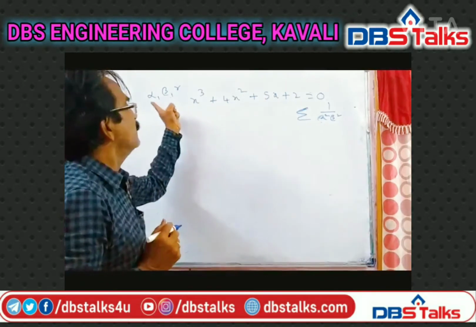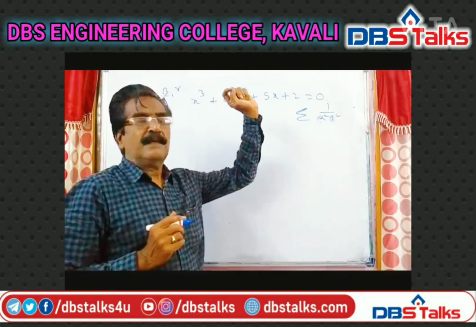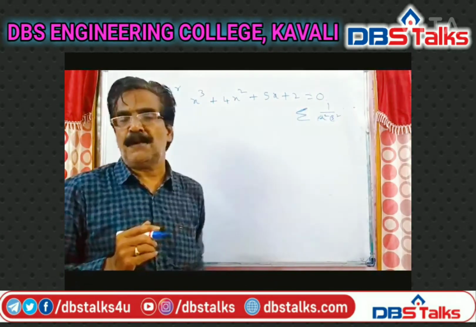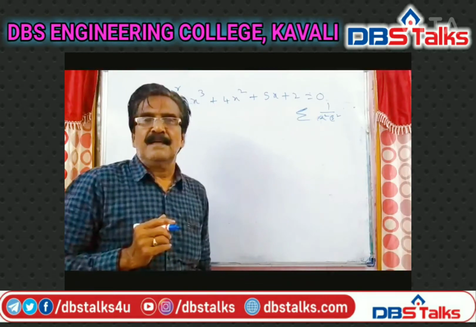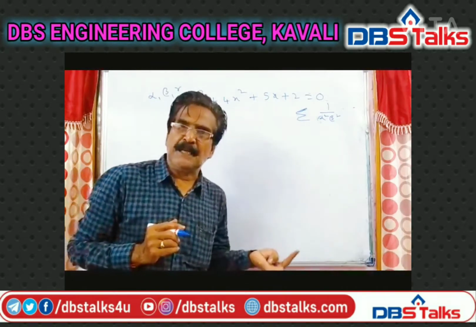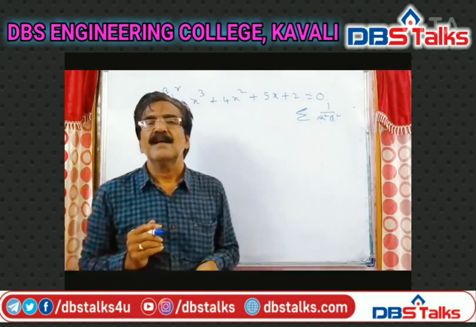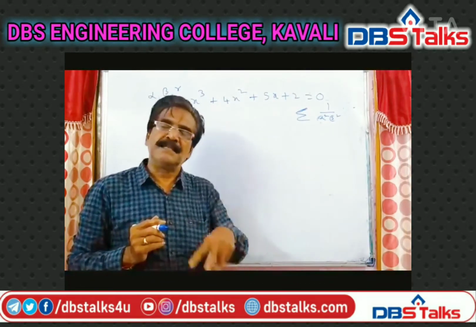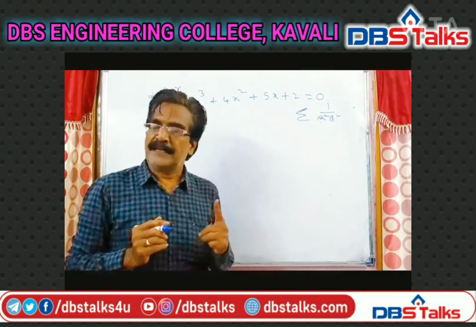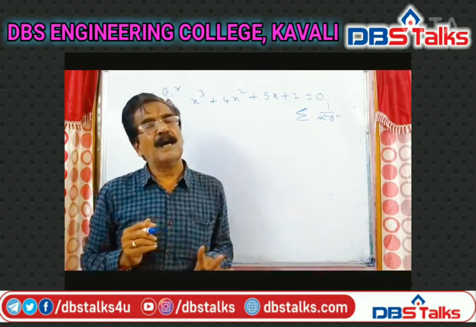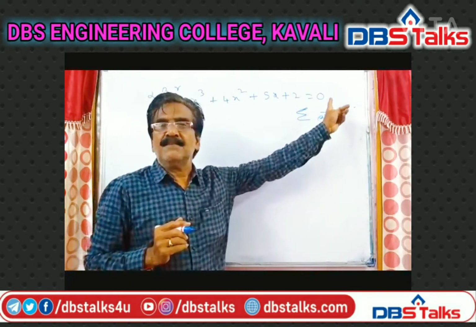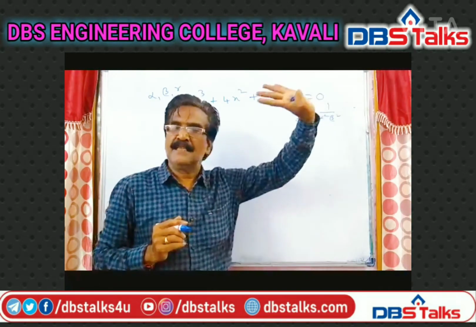See friends, we know everything. Alpha, beta, gamma are the roots of this polynomial. We can find alpha plus beta plus gamma, we can find alpha beta plus beta gamma plus gamma alpha, we can find alpha beta gamma. So we can find everything and finding this is an easy one.